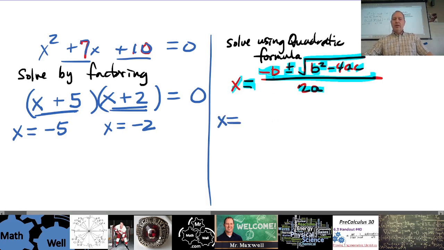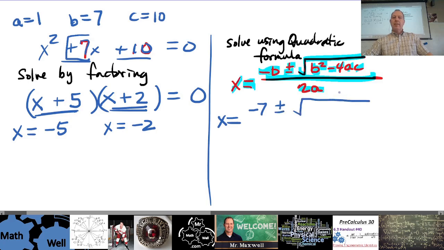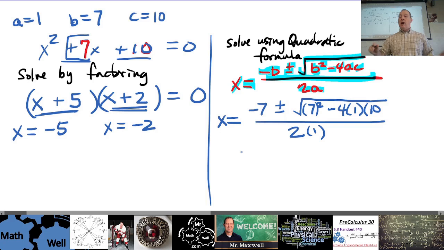All right, x equals. So what is the b value? B is positive 7, a is 1, and c is 10. So negative b is going to be negative 7. And I'm going to add and subtract a certain amount over here, which is going to be b squared. That's going to be 7 squared. And if it's a negative, you have to square the whole negative, so just make sure you remember that's all in brackets there. Minus 4 times a is 1, and c is 10, all over 2 times a is 1. Now that's the first step of just putting in the values.